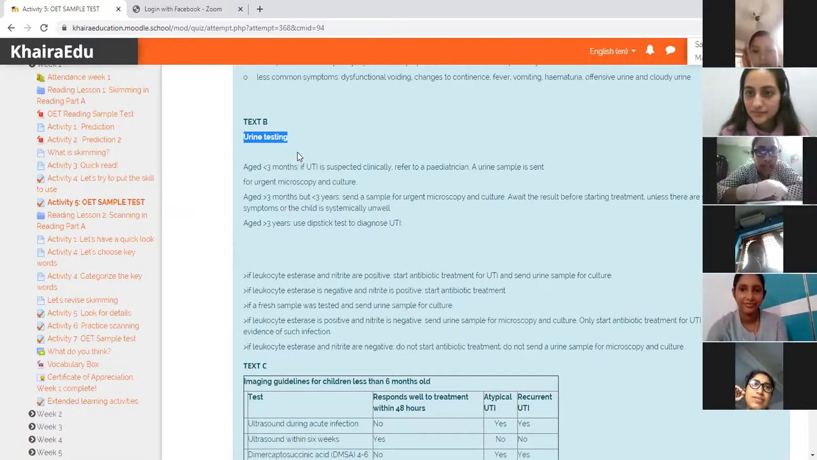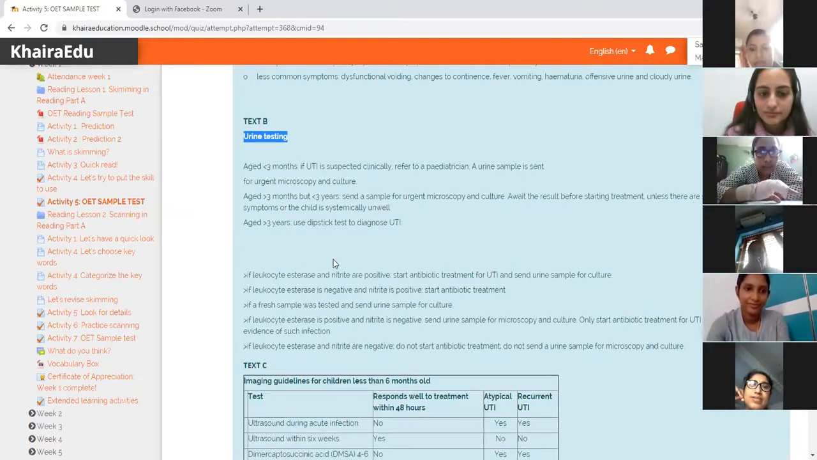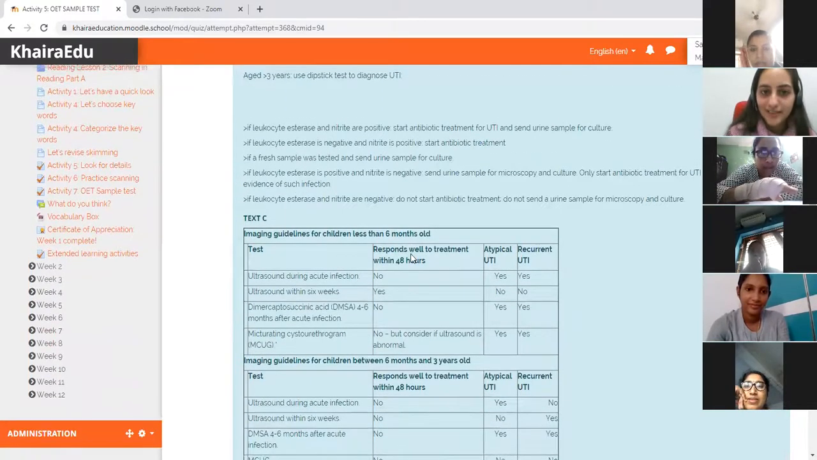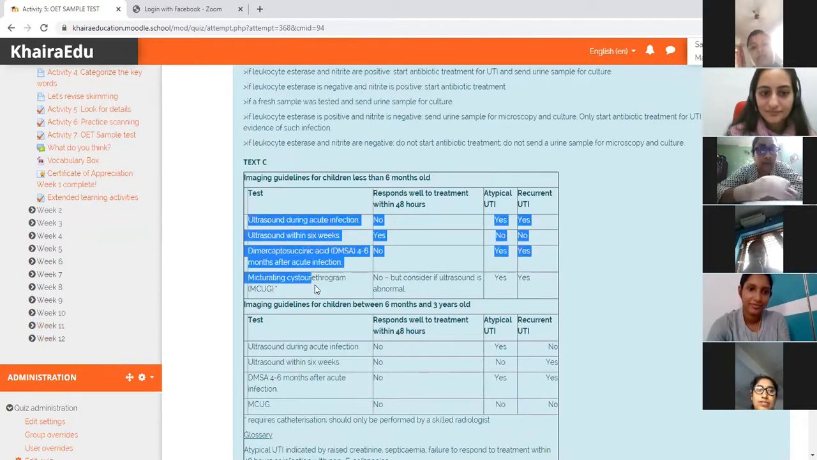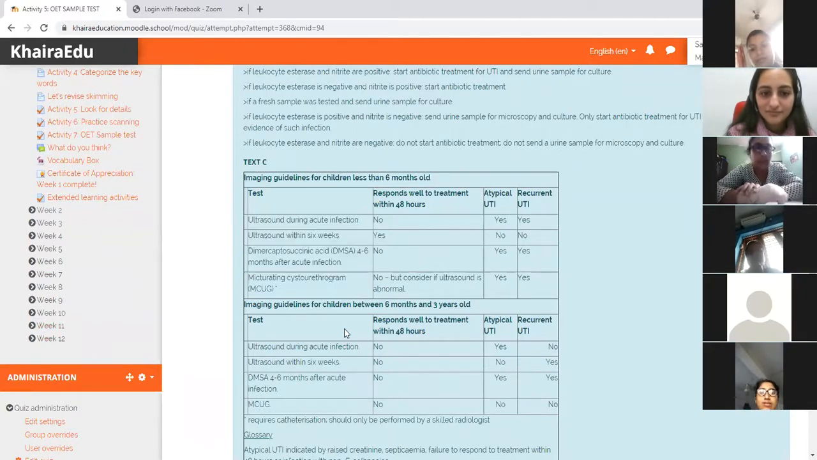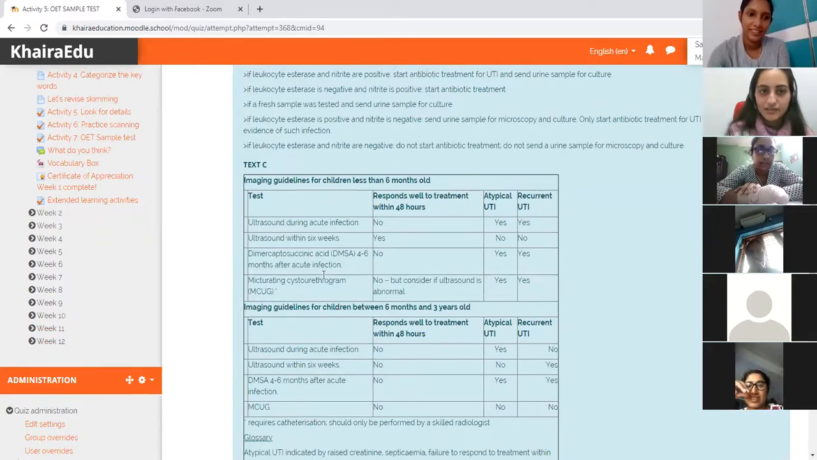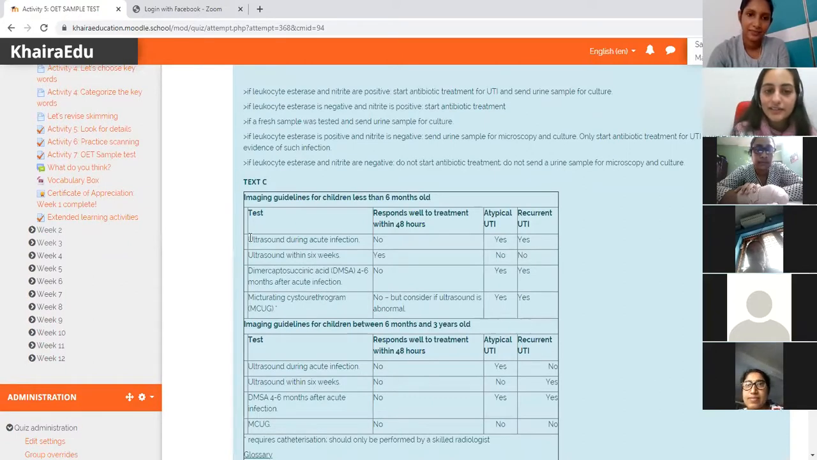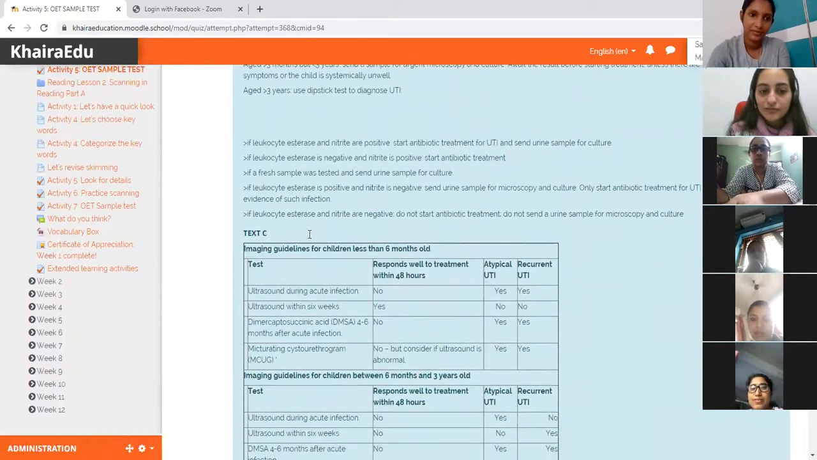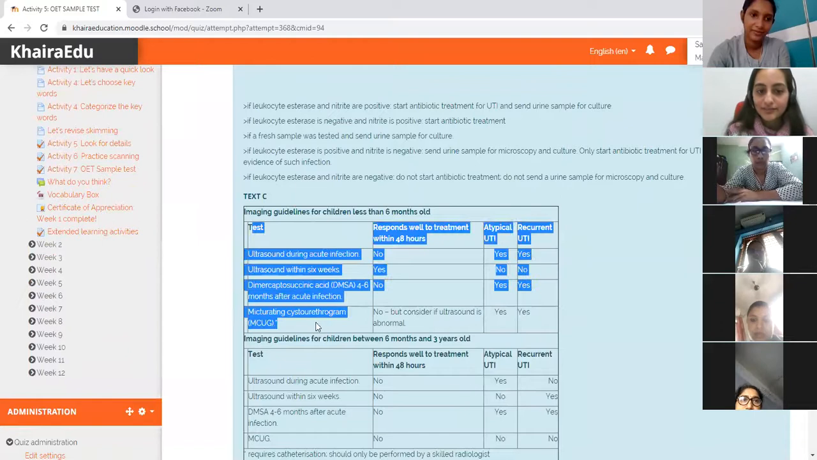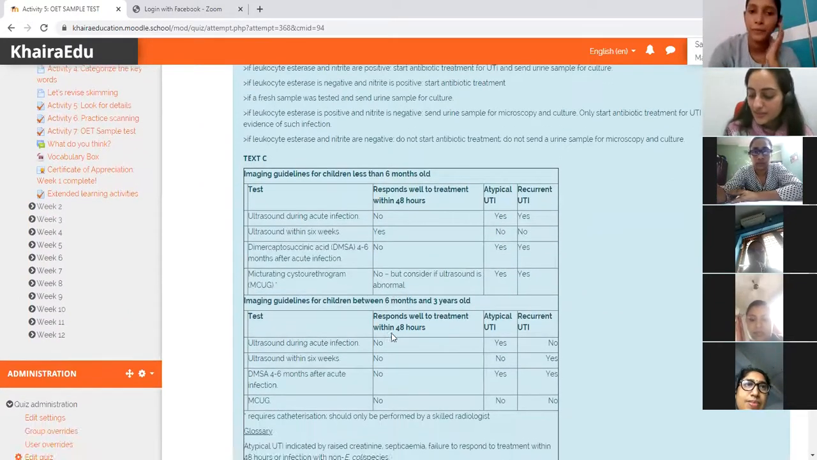Because in text C, it is clearly mentioned about the diagnostic measures: ultrasound, scanning, and different diagnostic tests. So we thought that is optional. Yes, very good. Here it is written clearly which testing is mentioned, right? That is just a heading of urine testing, but for UTI, it is written over here, like you correctly pointed out. Okay, so yes, the correct answer was C.